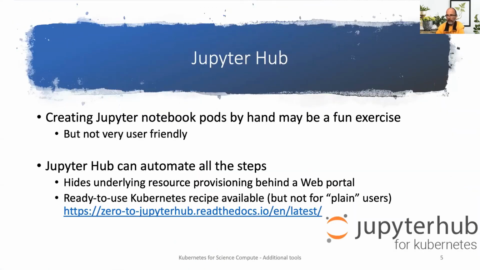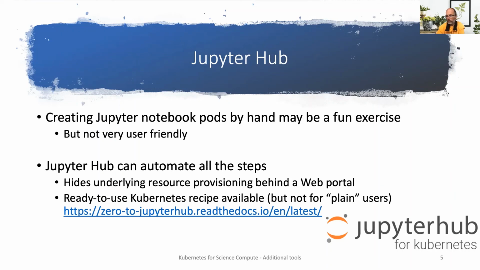The other thing that is useful for many science users is Jupyter Hub. You've seen it's not that hard to create a Jupyter notebook in a pod by hand, but if you want to do it on a regular basis, it's a little annoying. So Jupyter Hub is essentially a web portal that an admin can install that will allow a user to go there, and that will spawn the Jupyter notebook for the users, so they don't need to manually launch the pods and then start Jupyter in them.